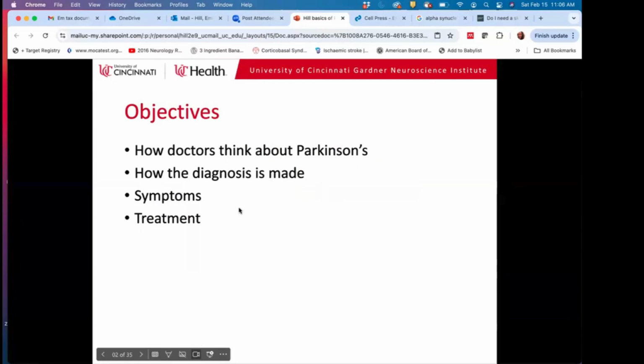Okay, so my goals today are I want to talk about how doctors think about Parkinson's disease. I want to go through how the diagnosis is made. And I do have a couple of updates compared to the last time that I gave this talk because there have been a couple of new tests. So I'll talk about those and happy to go into more detail if people want. I want to talk about the symptoms of Parkinson's disease and the treatment. Those to me are the most important things.